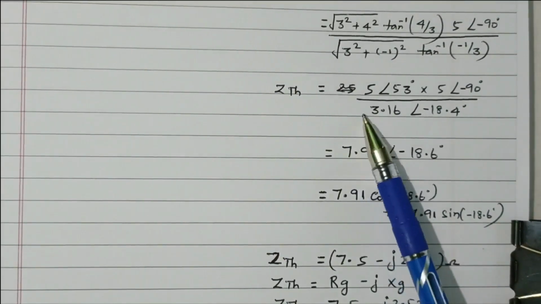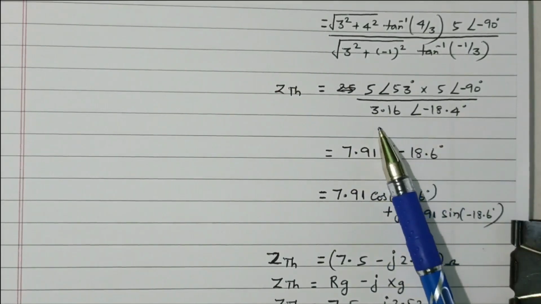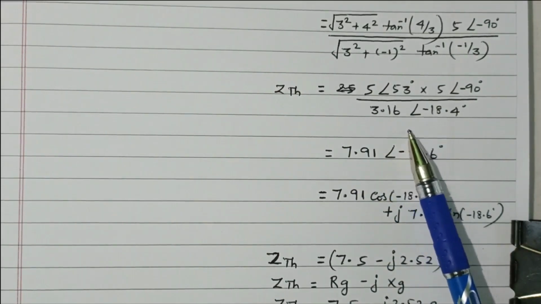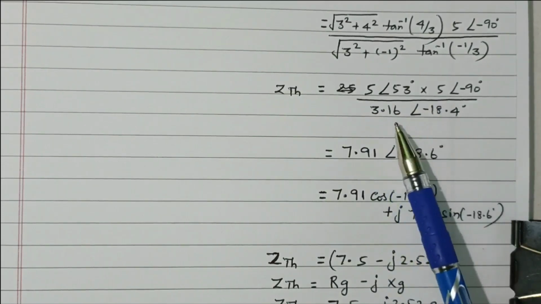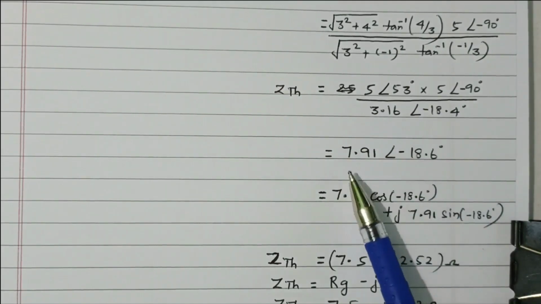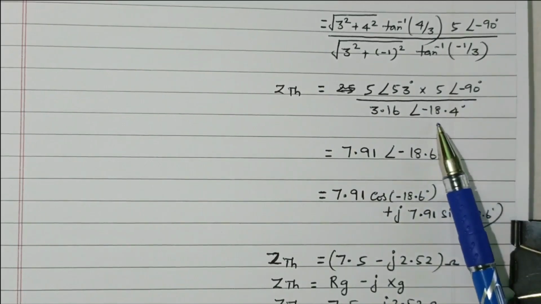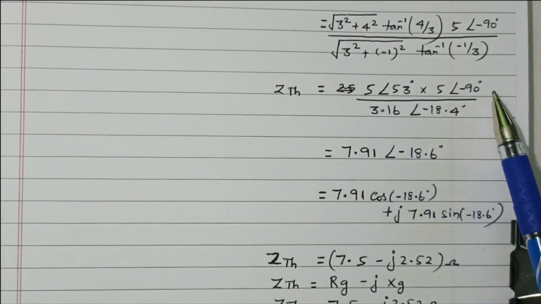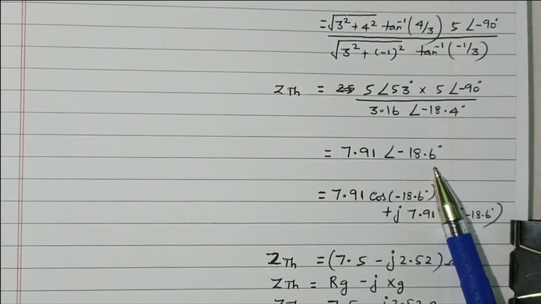So simplified, it is 5 angle 53, 5 angle minus 90, 3.16 angle 18.4. This we already calculated in the previous case. So now these two should be multiplied and divided by 3.16. So 5 into 5, 25 divided by 3.16, 7.91. These two angles are added and subtracted from this angle, so 53 minus 90 minus 18.4. So we got minus 18.6 degree.